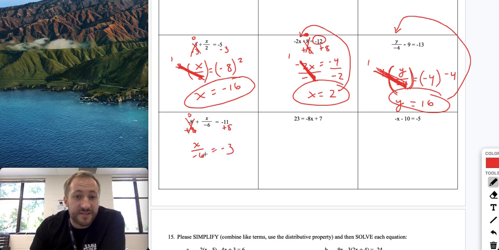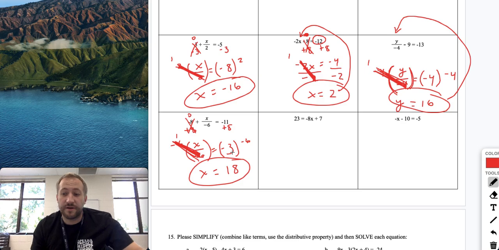So now I have x divided by negative 6. To get rid of that, I'm going to multiply by negative 6, and that reduces down to 1. Multiply by negative 6 over here as well. And now I'm left with x is equal to negative 3 times negative 6. That gives me 18.